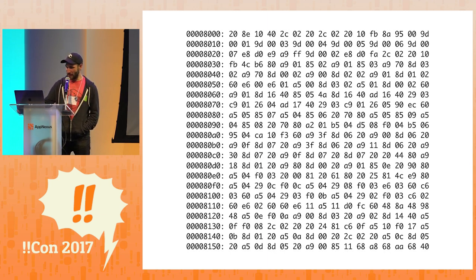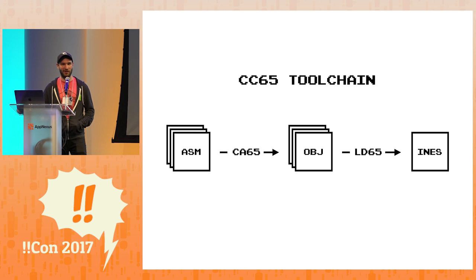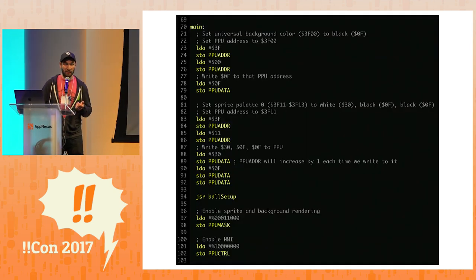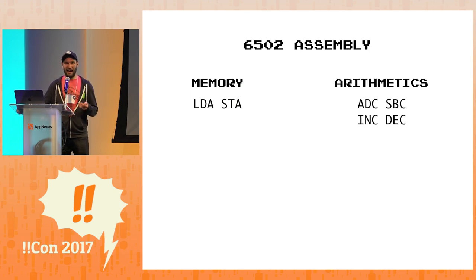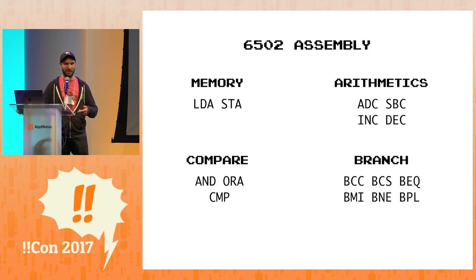So this is where the CC65 toolchain comes into play. This is basically an assembler and a linker, and a linker will give you NES ROM files that you can then run on emulators. And this allows you to write code. I say code because it's still super low level. It's not the code you'd expect from a high-level language. You can read and write to memory, you can add and subtract, and you can compare numbers, and then you can jump around your code based on those comparisons. So it's very, very limited.